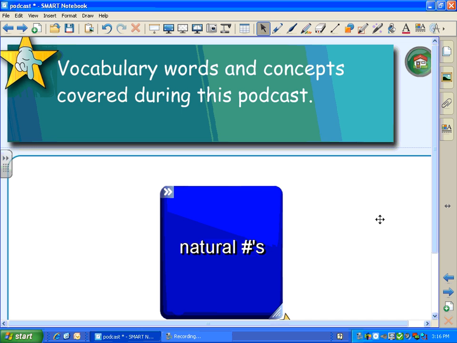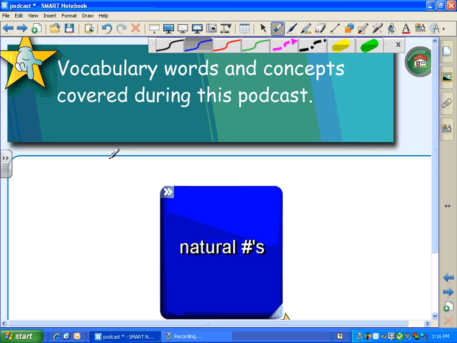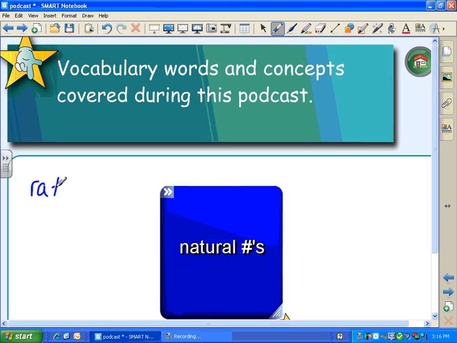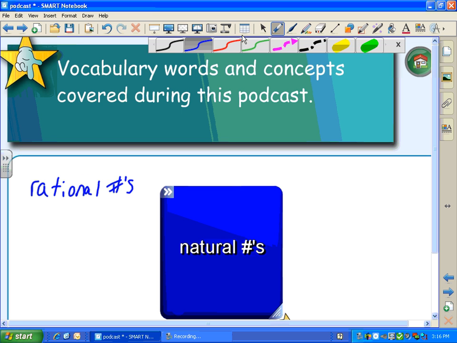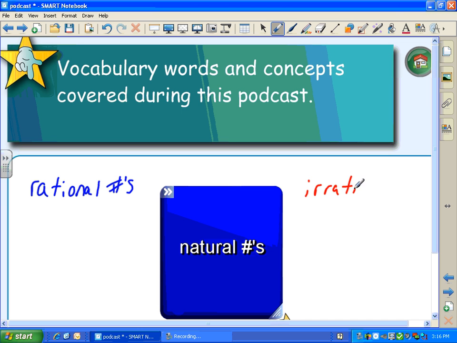Some vocabulary words we're going to look at today before we give the dice the old spinaroo. Don't think that's a word, but it sounds good. Over here, I'm going to write rational numbers, and on this side, I'll write irrational numbers.